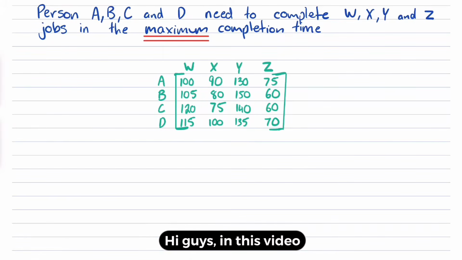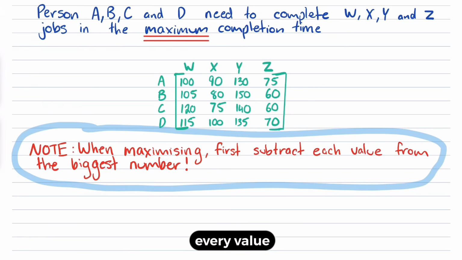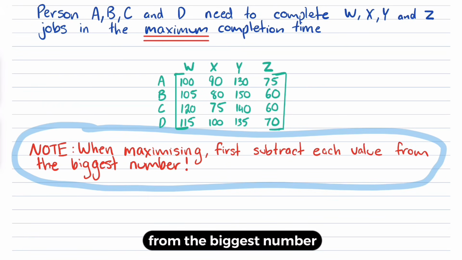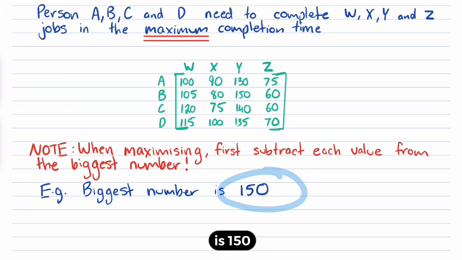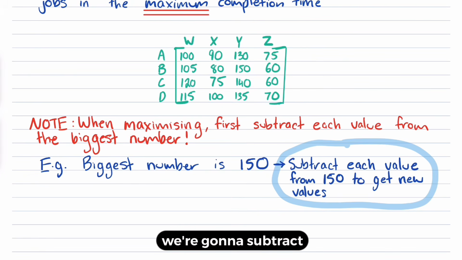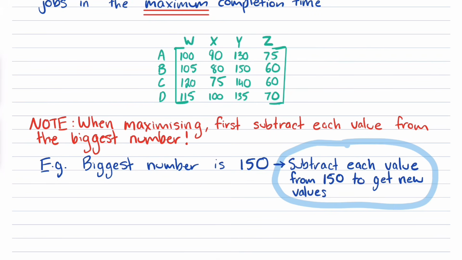Hi guys, in this video we're going to go through another question involving Hungarian algorithm, but in this case we want to maximize the completion time. Now with this, if you have to maximize the completion time, you've got to subtract every value from the biggest number. So in this case, if I look at this whole matrix, we can see that the biggest number is 150. So what we're going to do is subtract every single value from 150 to get the new values.